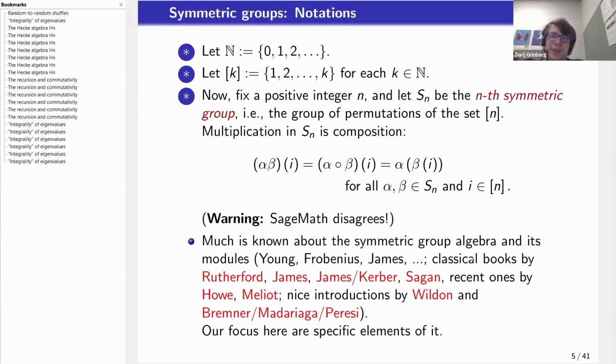A lot is known about the symmetric group algebra. It's definitely something you probably have seen a lot.